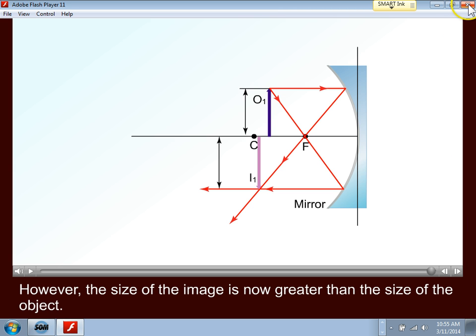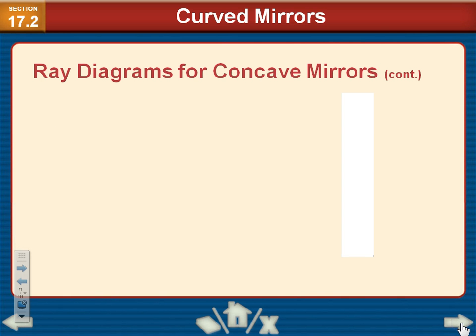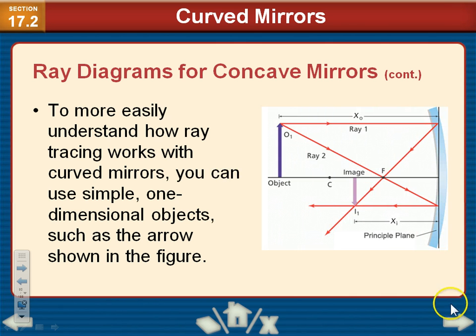Okay, so again, if we do our ray diagrams, we'll be able to tell whether we have an inverted image or whether it's greater or smaller. Okay, so again, we're going to try to do a little ray tracing here. So you can use a simple one-dimensional object like an arrow. We put a little point on it so we could see which direction the arrow is pointing. That way we could tell whether our image is actually inverted or right side up.